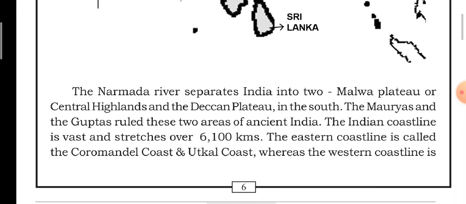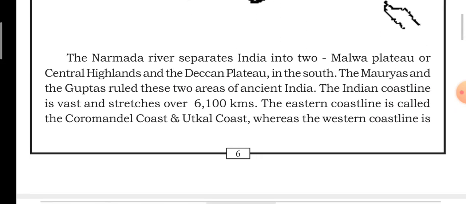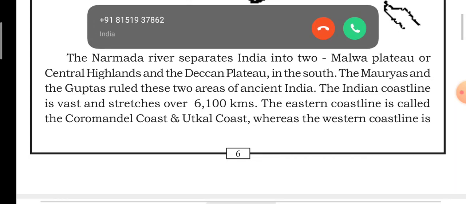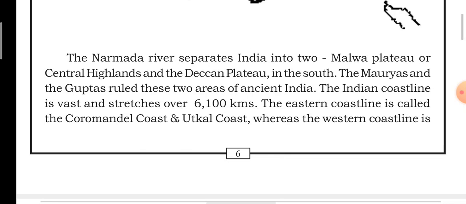Okay, so now the Narmada river separates India into two. The Narmada river, children, which flows below the Vindhya range, separates India into two parts, that is the Malwa Plateau or Central Highlands and the Deccan Plateau in the south. Okay, the Mauryas and the Guptas ruled these two areas of ancient India. The Mauryas and the Guptas, two dynasties, ruled these two areas of ancient India.